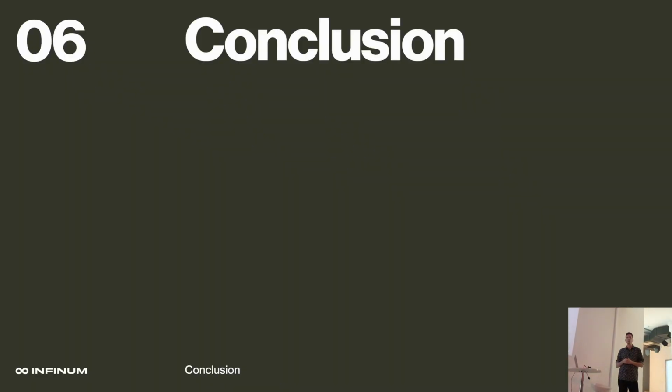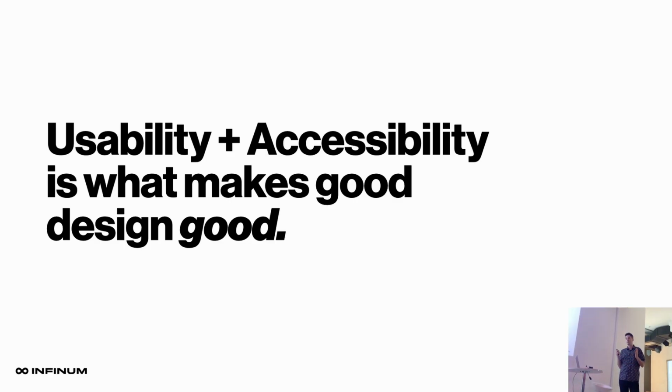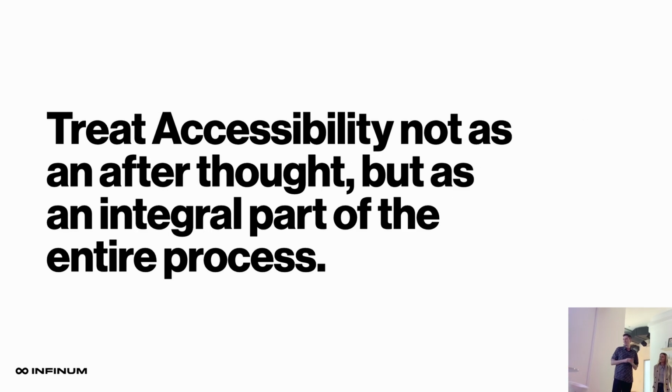And for the end, I would like to say that basically usability and accessibility is what makes good products good and good design good. And as Gal said, crucial is to treat accessibility as an integral part of the entire process, because if it can be added only at the very end, that way it doesn't work that well, it's way more expensive, it's way better to treat it as an integral part from the very beginning. And that will be it.